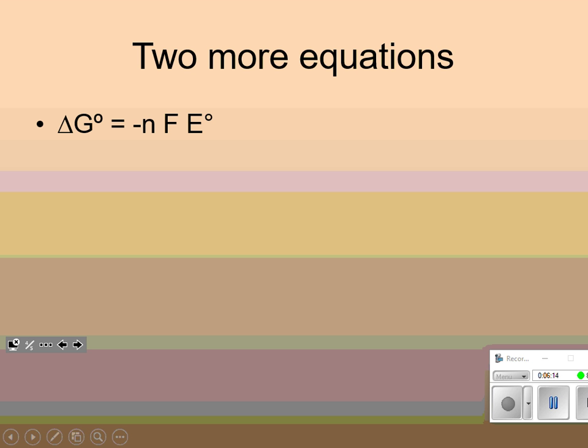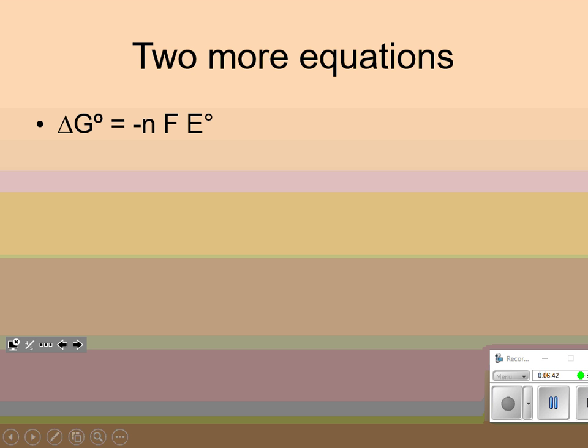N is your number of moles of electrons. Like, you know, copper plus 2 electrons. Well, there's your 2. F is something that we actually have already used this year. It's Faraday's constant. And then E is the actual reduction potential. So we will be doing an electrochemical cell next time.